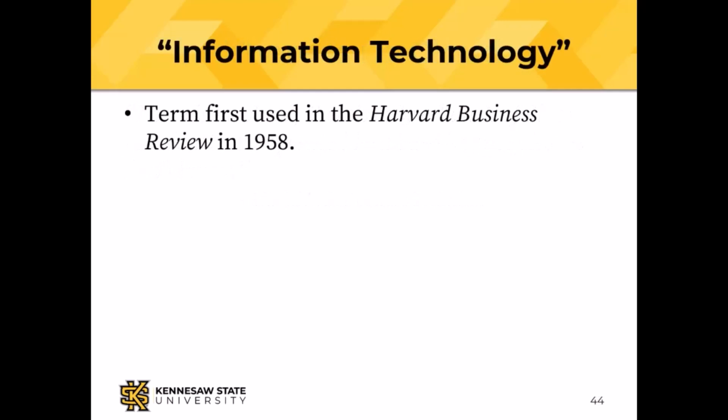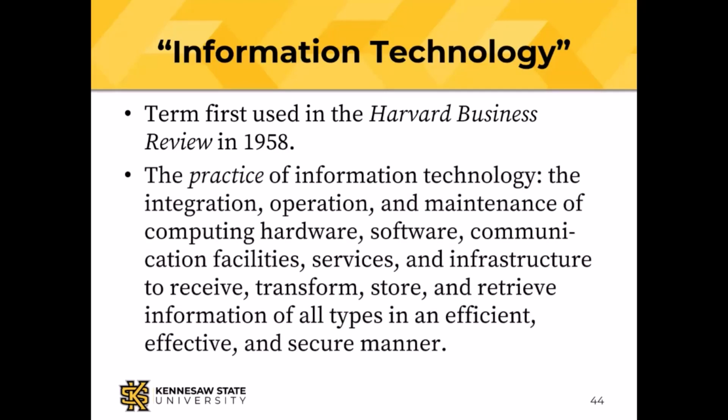Okay, how are we doing? The term information technology was used for the first time in a Harvard Business Review article in 1958. The practice, and this is Brown's definition, and it came out of the book that I wrote, okay? Integration, operation, and maintenance of hardware, software, communications, services, and infrastructure to receive, transform, store, and retrieve information of all types in an efficient, effective, and secure manner.